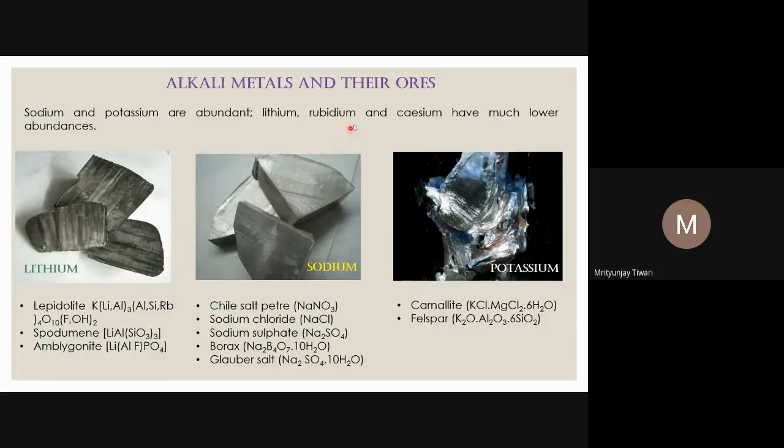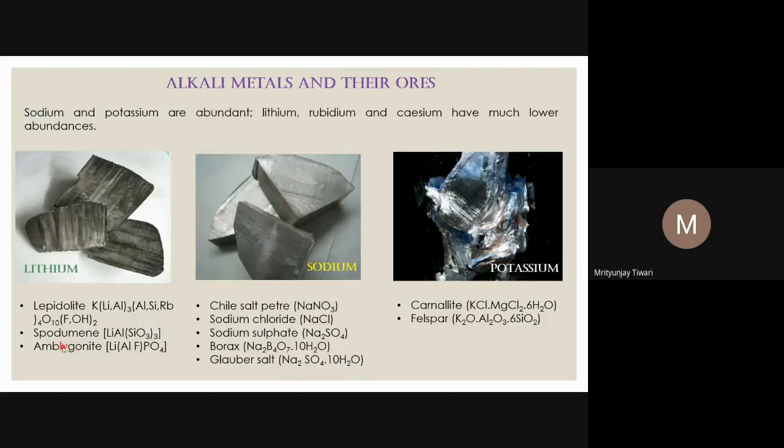So the alkali metals and their ores: the ore of lithium is lepidolite. Lepidolite contains lithium, and it also contains potassium, rubidium, and some amount of cesium as well. There are other metals as well. So lepidolite is the ore of lithium.